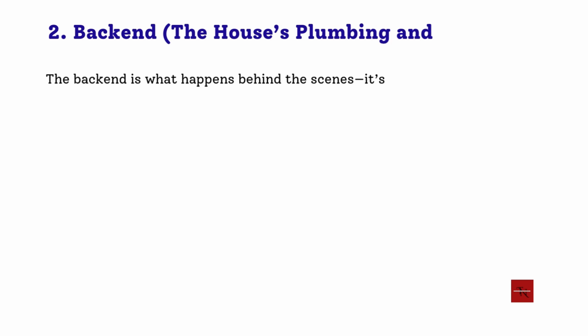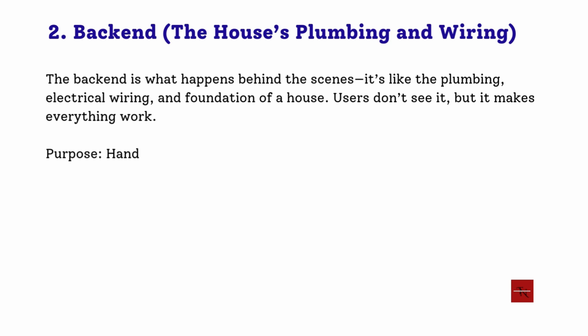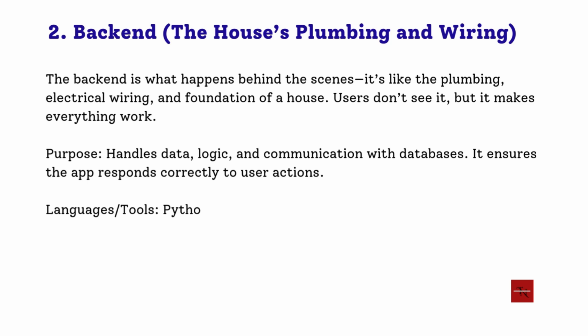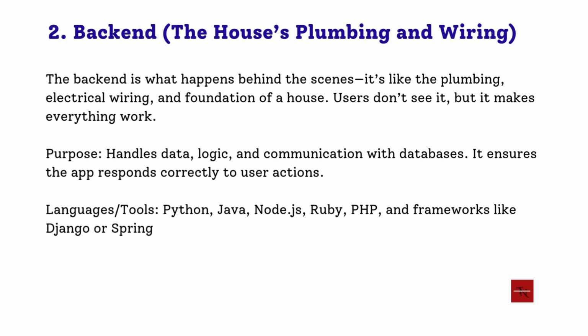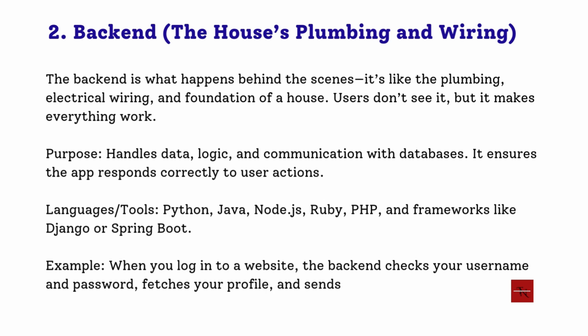The backend is what happens behind the scenes. It is like the plumbing, electrical wiring, and foundation of a house. Users don't see it, but it makes everything work. The purpose of the backend is to handle data, logic, and communication with the database. It ensures the app responds correctly to user actions. The languages used are Python, Java, Node.js, Ruby, PHP, and frameworks like Django or Spring Boot. Let's take an example. When you log in to a website, the backend checks your user ID and password, fetches your profile, and sends it to the front end.